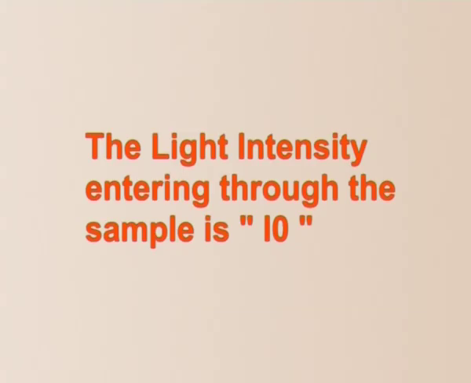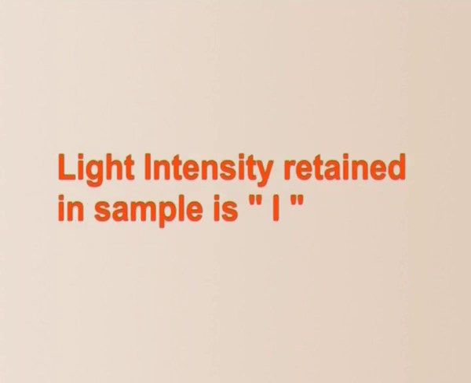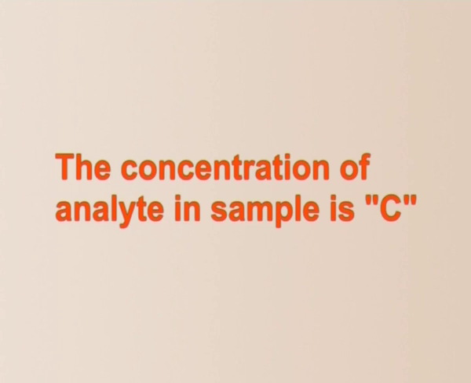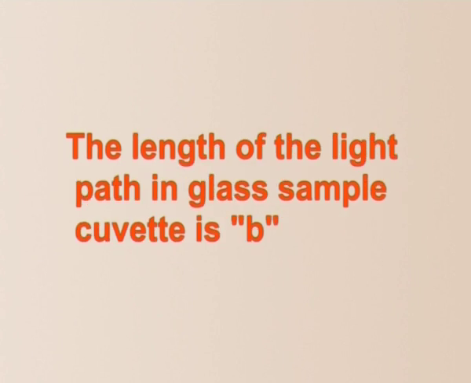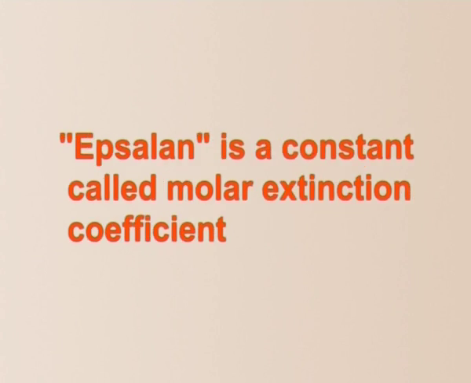The light intensity entering the sample is I naught. Light intensity retained in the sample is I. The concentration of analyte in the sample is C. The length of the light path in the glass sample cuvette is B. Epsilon is the constant called the molar extinction coefficient.